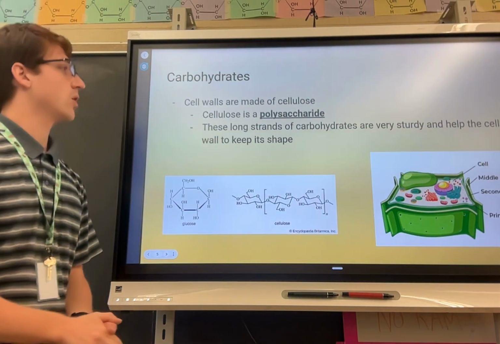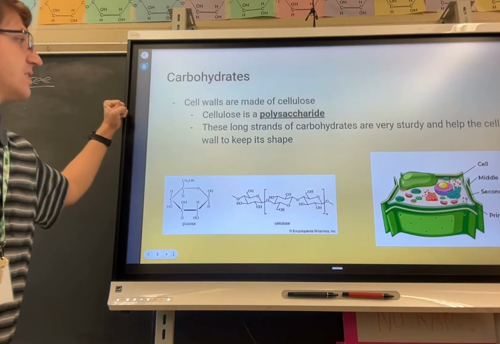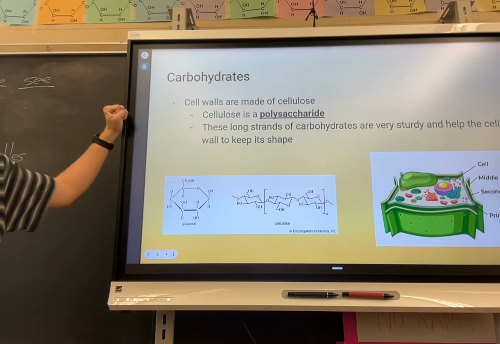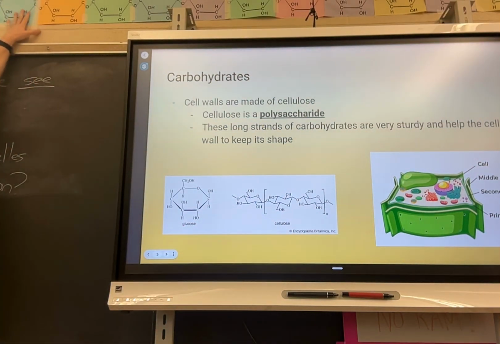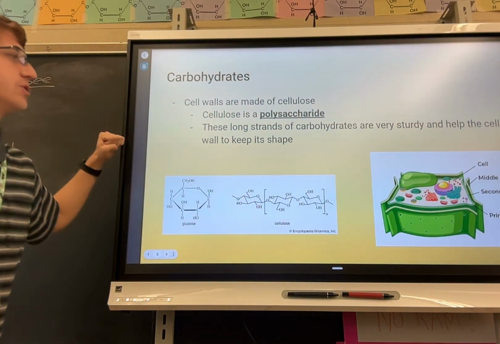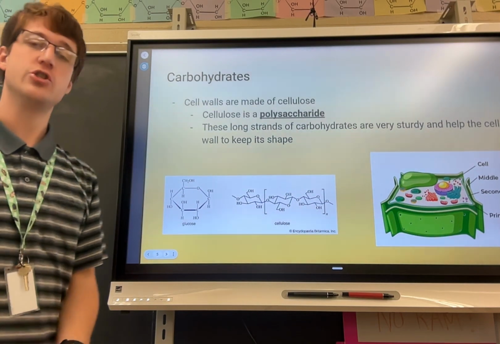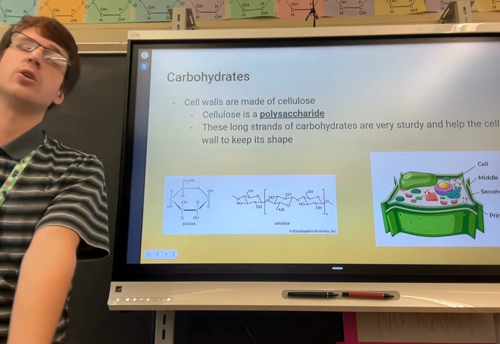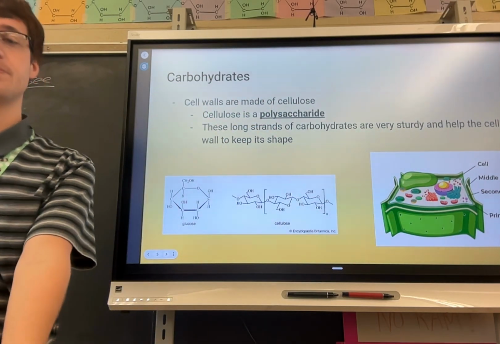So yeah, the cell walls are made of cellulose. The cellulose, like I said, is going to be very structurally supportive since the polysaccharide is really long, longer than this one up on top of the board. And like I said, it's going to keep the carbohydrates very sturdy, help it maintain its shape. So that's why they also look very boxy, because of these long chains.